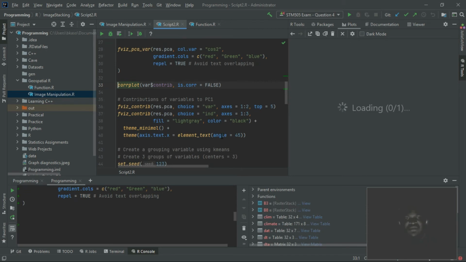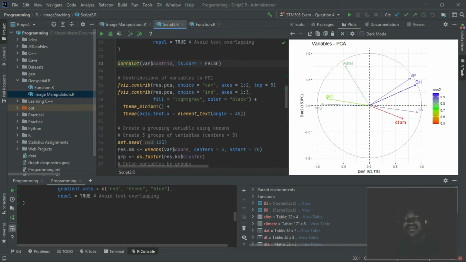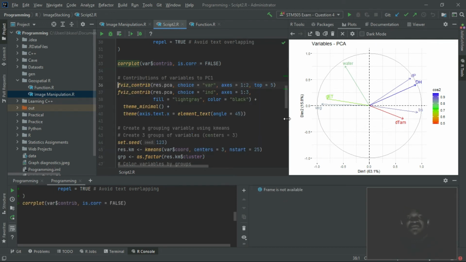I don't know if there's any other interesting plot that I can show you guys, but this one also shows us a level of importance of variables. You can see that temperature is not really that important. We don't really need to include it in our model.